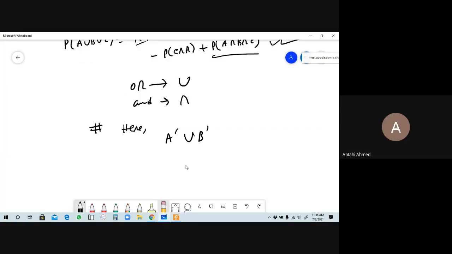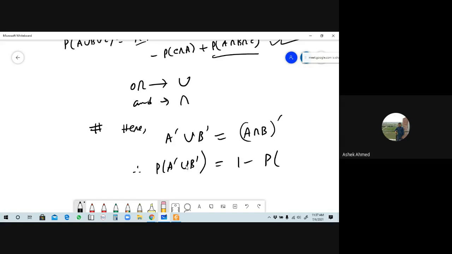By using De Morgan's theorem, this will be (A intersection B) complement. So we can say the probability of A complement union B complement will be the complement, so we can write this will be 1 minus probability of A intersection B here. Okay?